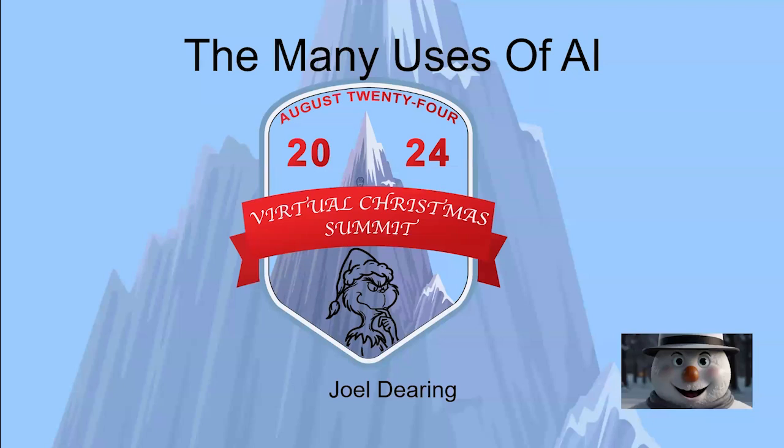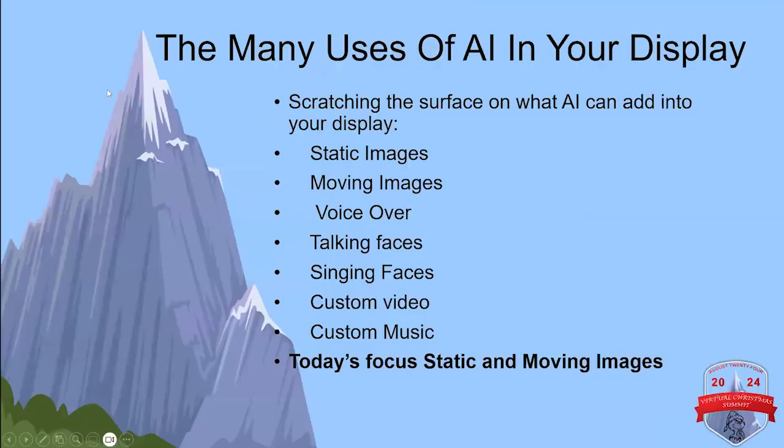Last year for AI, I think there was one class at the virtual Christmas summit, and I taught it. This year there are 3 classes. So AI is really blowing up in our hobby, and there's a lot of uses for it. There are many uses of AI in your display, and we're just scratching the surface. Things like static images give you a JPEG.